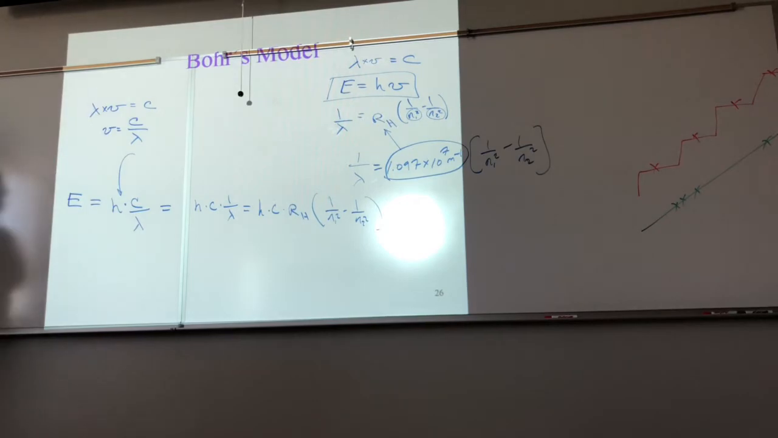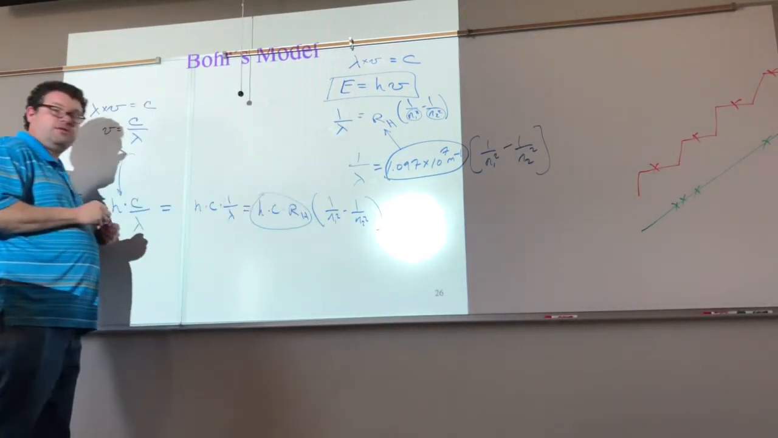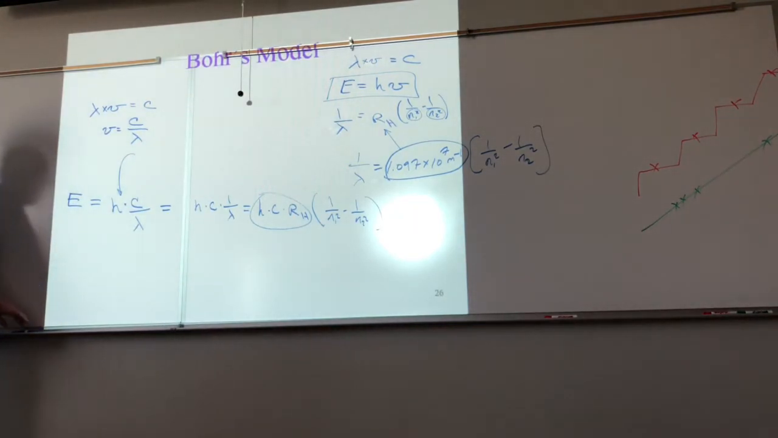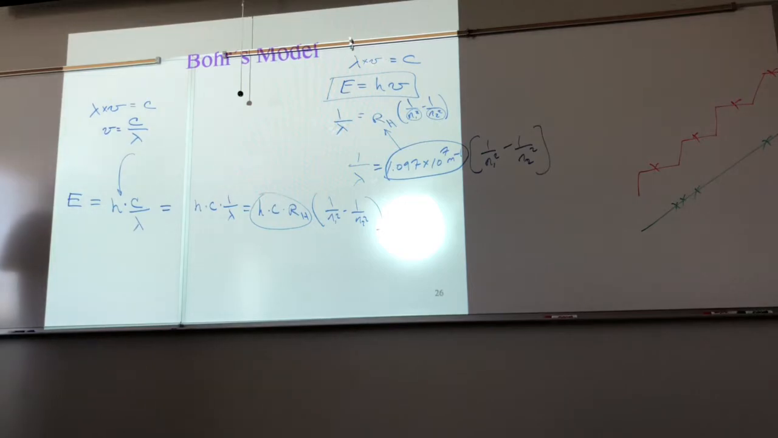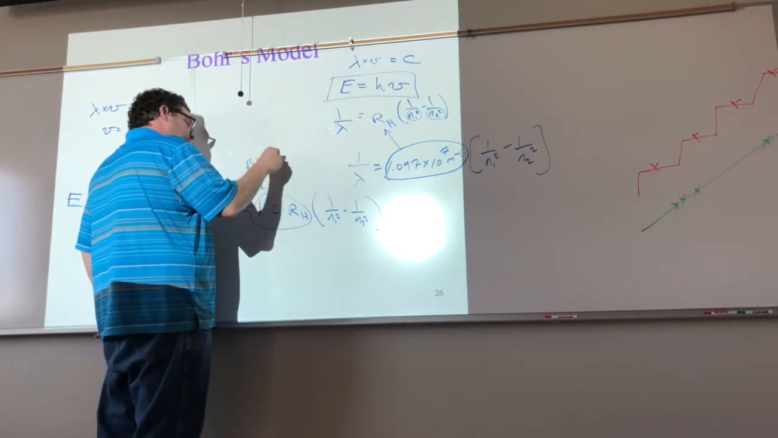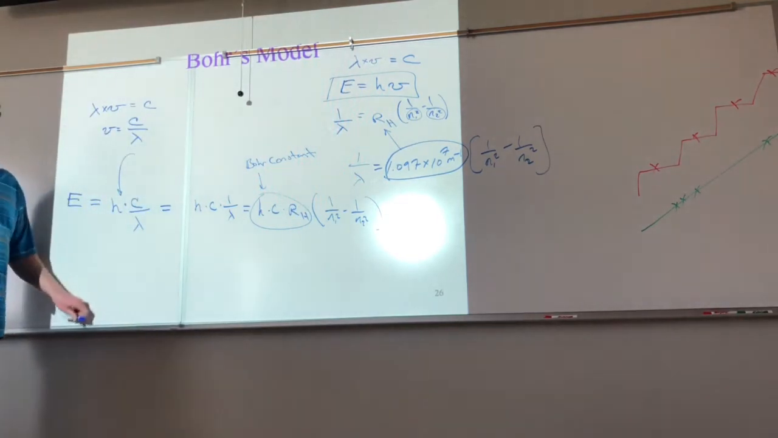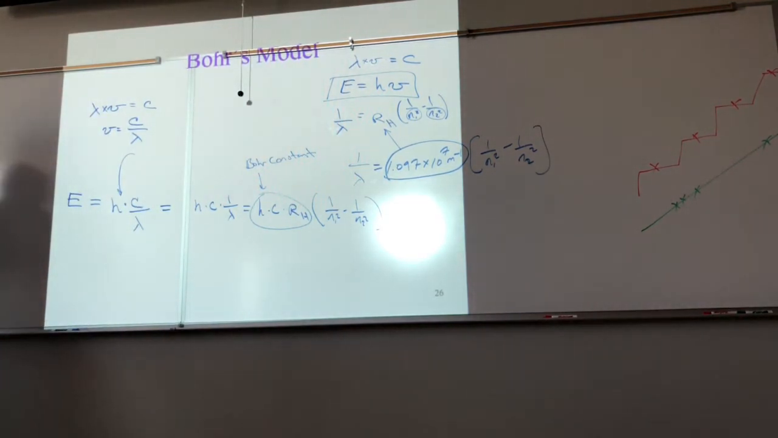Okay? Now if you multiply all three of these numbers together, if you take h, multiply it by c, and multiply it by r sub h, you get what's called the Bohr constant. Now there's no reason to memorize it because it's just those three numbers multiplied together. Now what does this tell you?